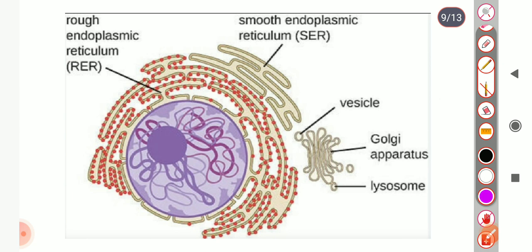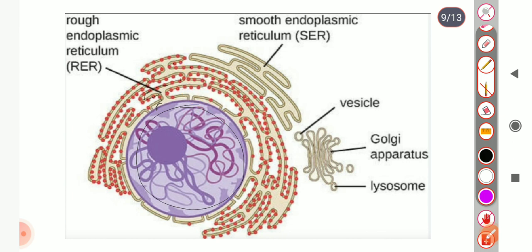This is the structure of the endoplasmic reticulum. You can see the structure, these are the nucleus and endoplasmic reticulum. Rough endoplasmic reticulum is attached to the nuclear membrane, and you can see red dots, and these are the ribosomes present on the surface of the rough endoplasmic reticulum.